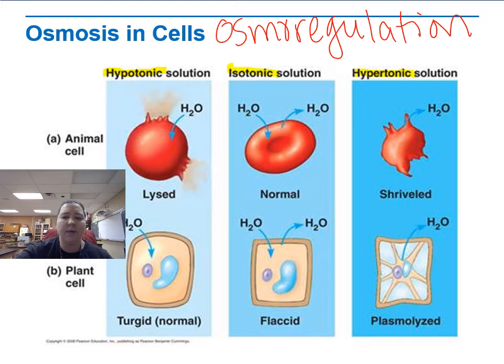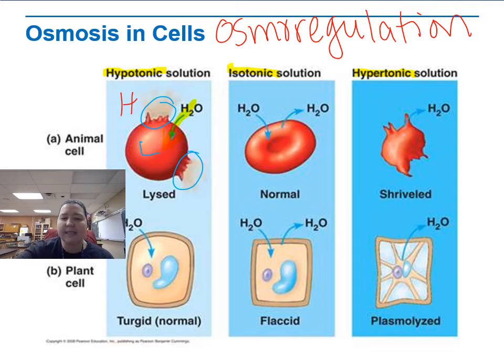Hypotonic is when there's more water outside, so there's a higher concentration of water outside and a lower concentration of water inside. So the water is actually flowing into the cell. It's going into the cell. Now, if it happens too much or too quickly, you can see here the cell actually bursts, for an animal cell.